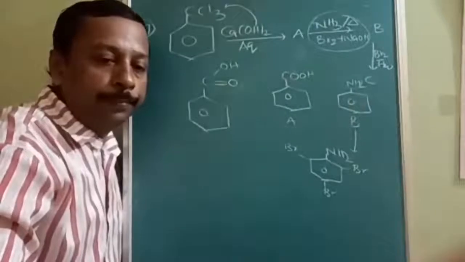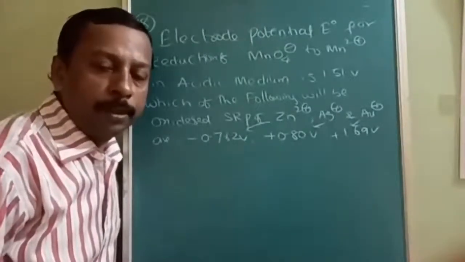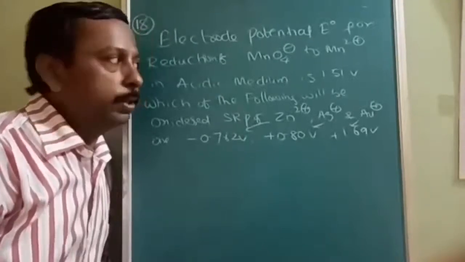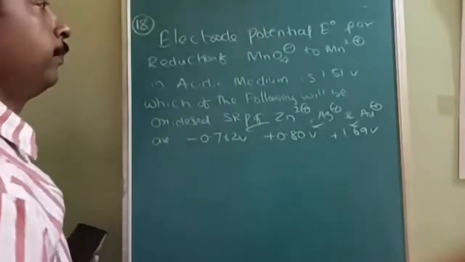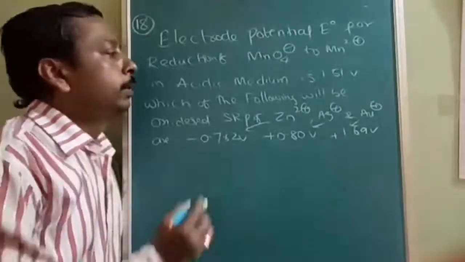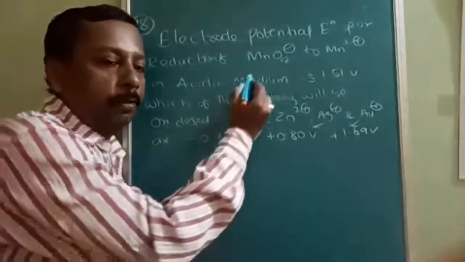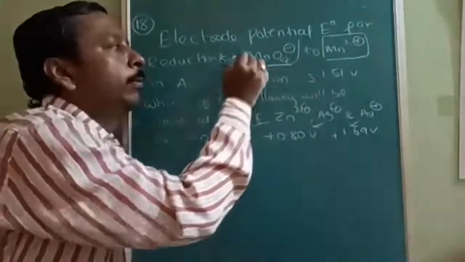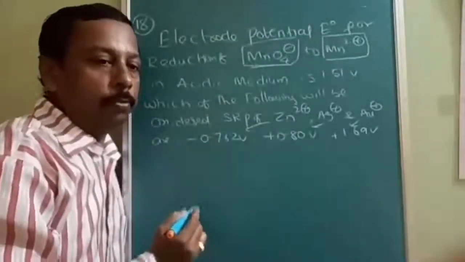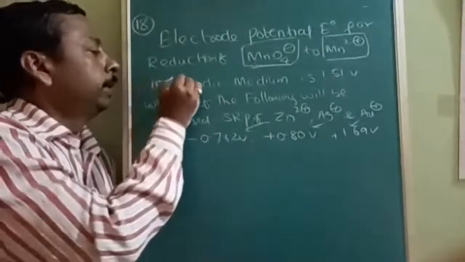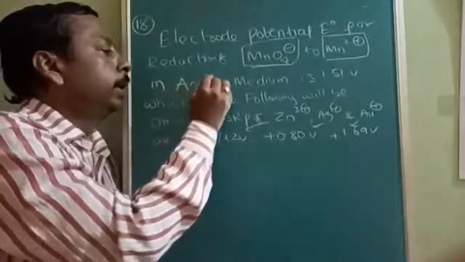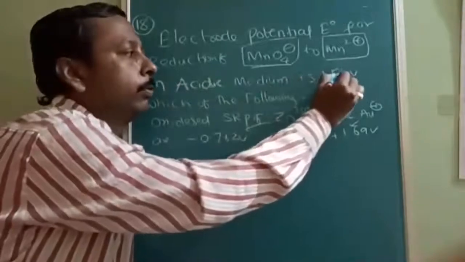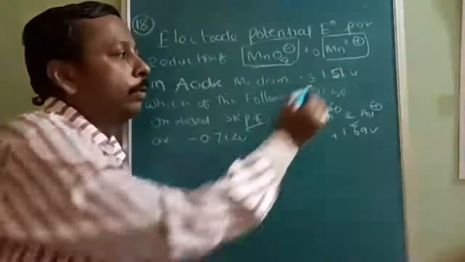Here is the electrochemistry question: how to find out the oxidizing and reducing agent if you are given the reduction potential. Here we are given MnO4 negative converted to Mn2 plus in acidic medium, with 1.51 volt. That 1.51 volt is the SRP.